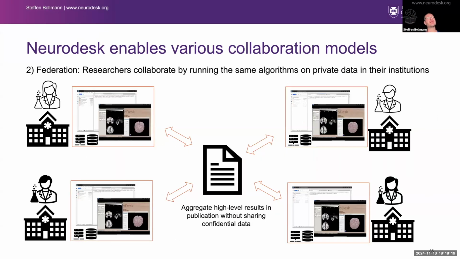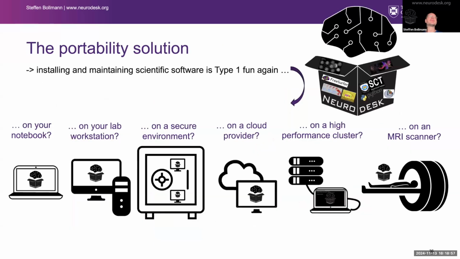But then we also have this federated model where, let's say, researchers are collaborating from different institutions. They just install it on their infrastructure, on their computer, and they run analyses on their data. And then they can, for example, aggregate high-level results in a publication without sharing actually any confidential data. So let's say brain extraction or cortical thickness measurements, right? So you could easily share those without actually exposing the patient data that's underlying this, and then that can be shared across different institutions. So that's a really cool model as well that we see often used with our project.